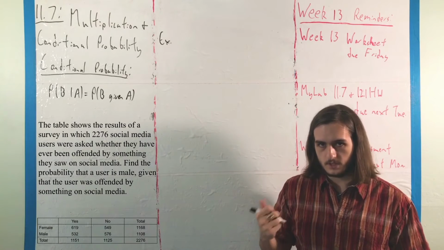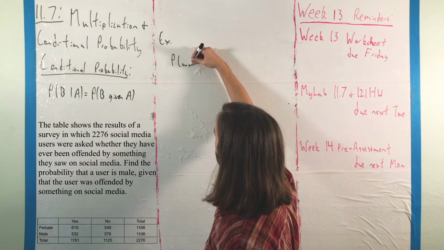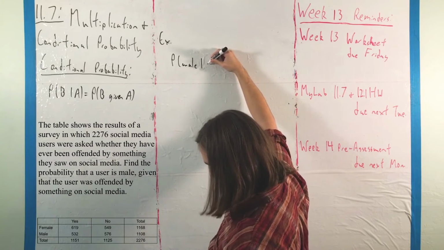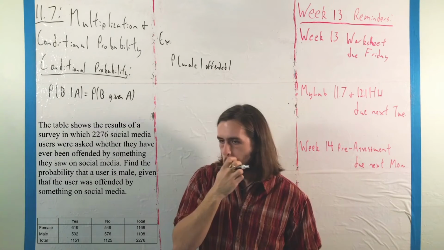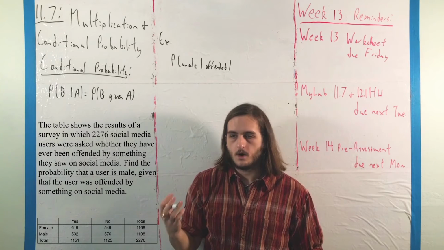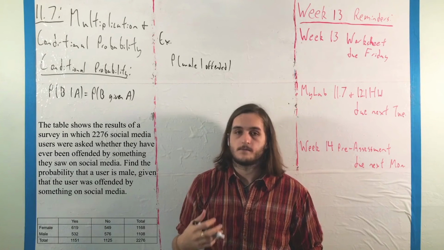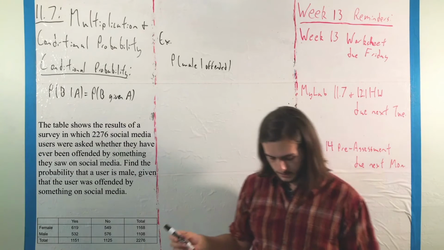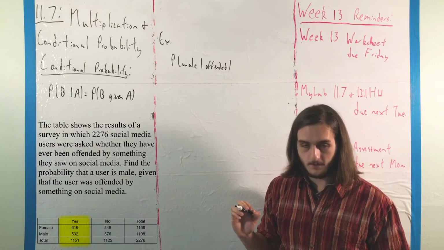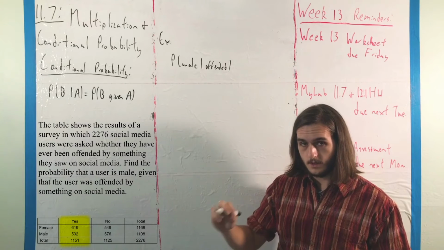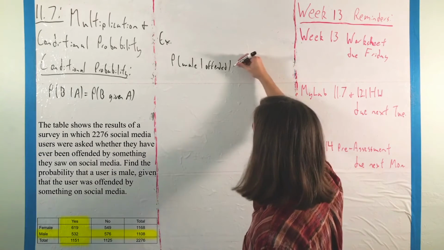Inherently here, we're looking for some kind of conditional probability. The probability of male given offended. So for this problem, there's a lot of data that we can immediately ignore. All we want to focus on is whether or not they were offended first, and then from there, focus on whether or not they were male. So we're going to nail down that one first column, and then look at the second row. See what the overlap is in there, and that will give us our probability.